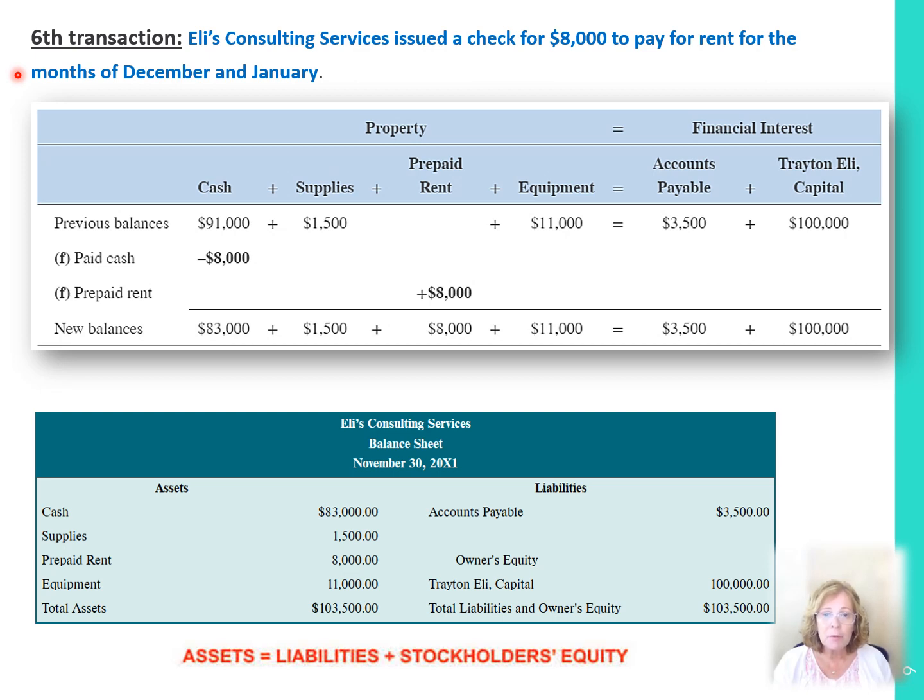Eli's Consulting Services issued a check for $8,000 to pay for the rent for the months of December and January. So what do we need to do for this transaction? We need to add an additional account called prepaid rent to the property side of our equation and add $8,000. We need to also reduce cash by $8,000.